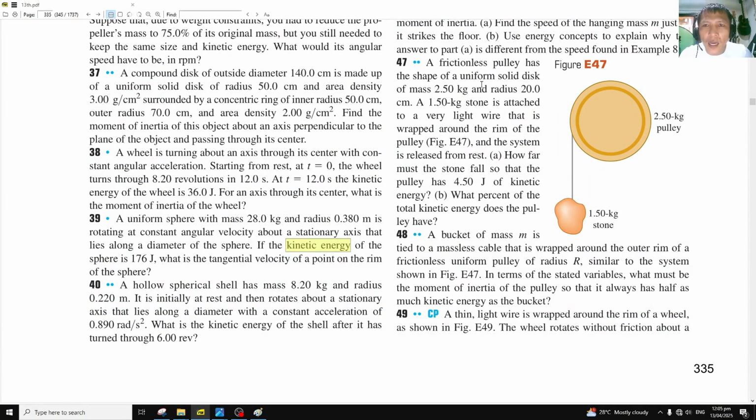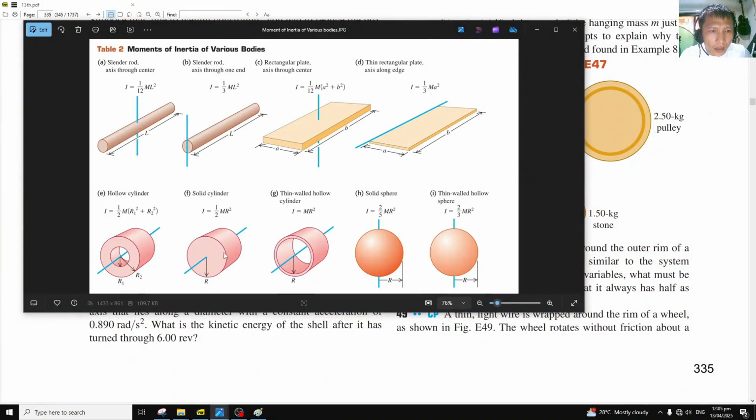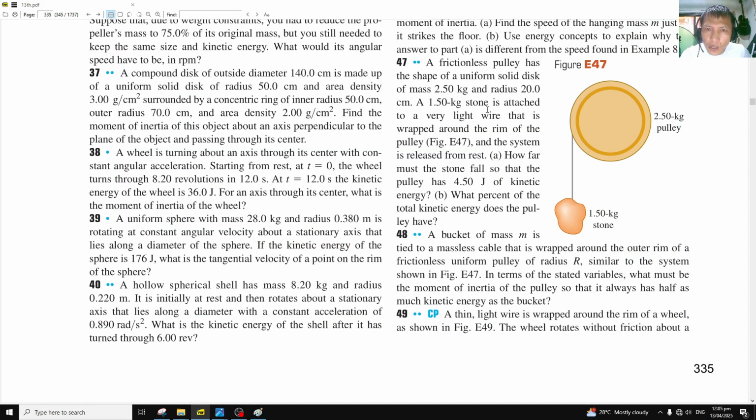Problem 7. A frictionless pulley has the shape of a uniform disc. So, disc tayo. Ito siya, disc, solid cylinder. 2.50 kilograms, radius 20 centimeters, and then a 1.50 kilogram stone is attached to a very lightweight wire. So, assuming na walang bigat yung wire, that is wrapped around the rim of the pulley, and the system is released from rest. How far must the stone fall? So, gaano daw kalayo ang takbo ng stone?